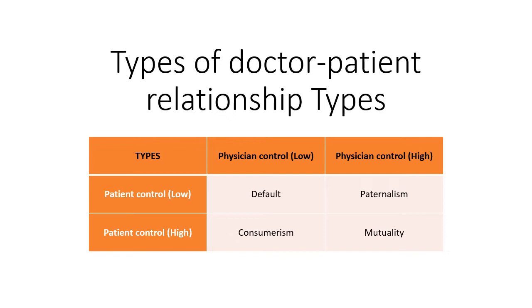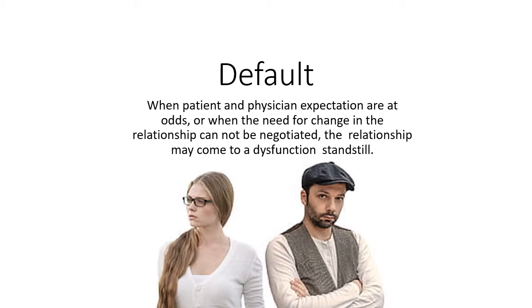Next is when the physician's control is high and the patient's control is low. That is called as paternalism. And last, which is the most ideal one, that is patient control is high as well as physician's or doctor's control is high. That is called as mutuality, which is the most desired relationship. So let's see them all individually.